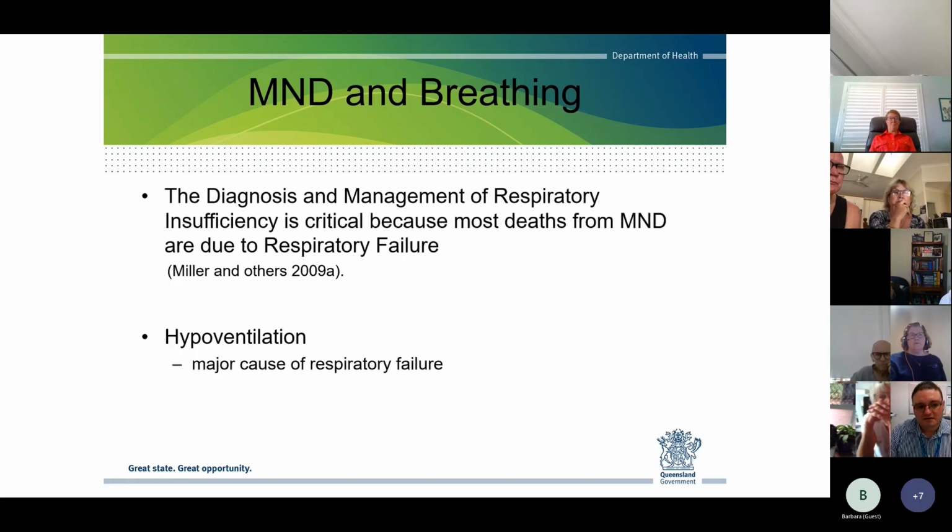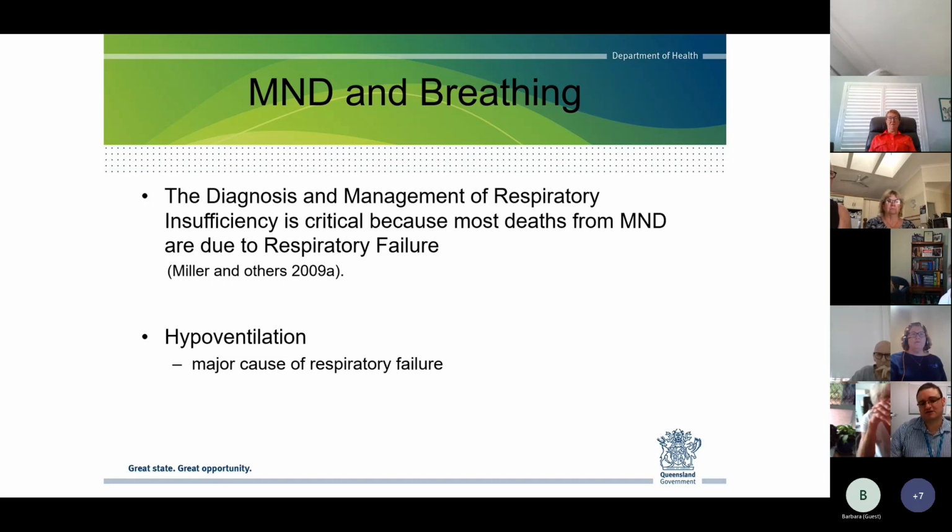Right, so the diagnosis and management of respiratory insufficiency is critical because most deaths from MND are due to respiratory failure. That's why I'm heavily involved with end-of-life care, because what I do is stop that from happening with a ventilator, basically, and I extend lifespans. Hyperventilation is the main thing, it's my specialty, okay? And it is the major cause of respiratory failure.